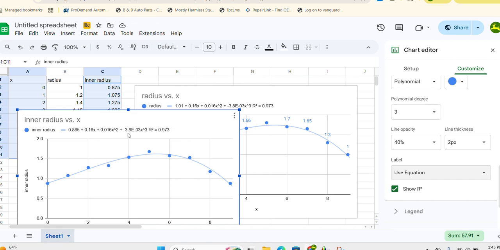0.16x, 0.16x squared, etc., etc. 0.973. But the only difference is that we subtracted 0.125 basically off of your y-intercept. Ta-da! And so you could do the outer radius, inner radius, and there you go. That's what's happening.